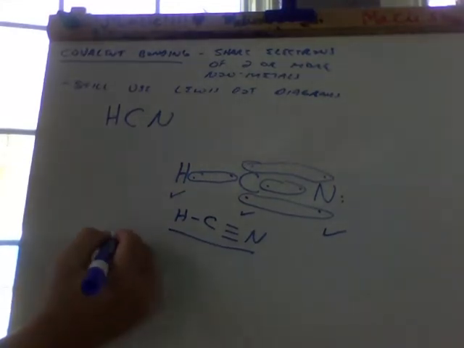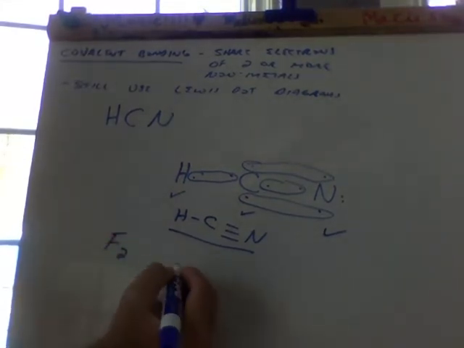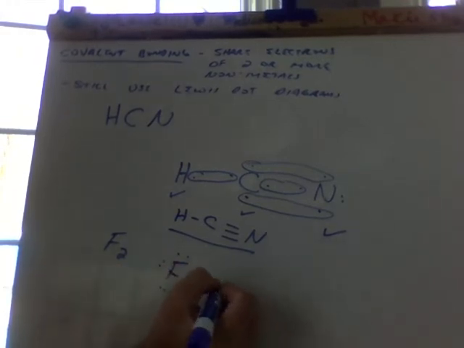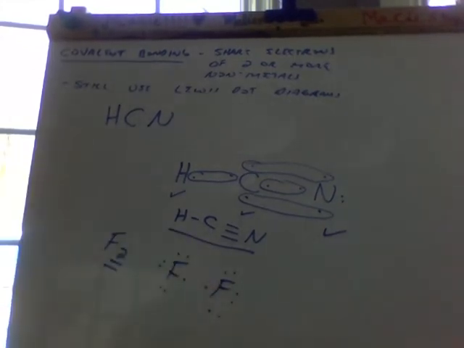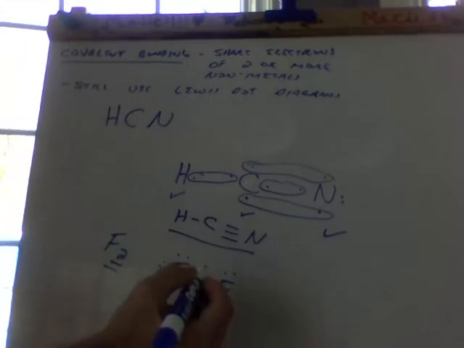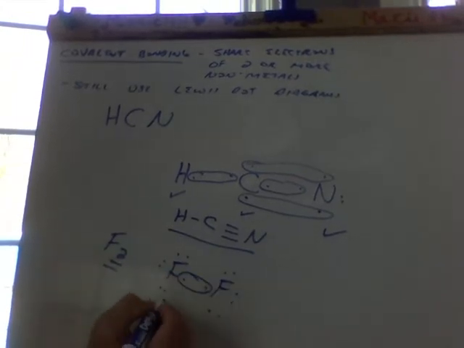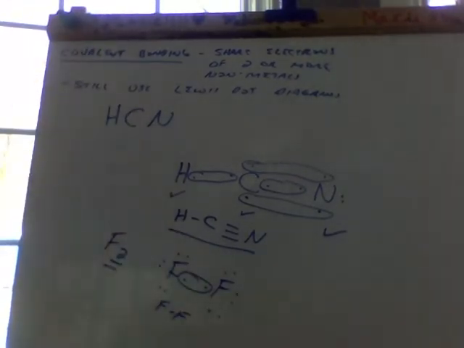I'll do the first one for you. Here's F2. Not trying to hurt you. It's got 7. Well, so does the other one. The subscript right here tells you how many you have. They have 7. They want 8. And that's all you have to write. There's your answer number 1.